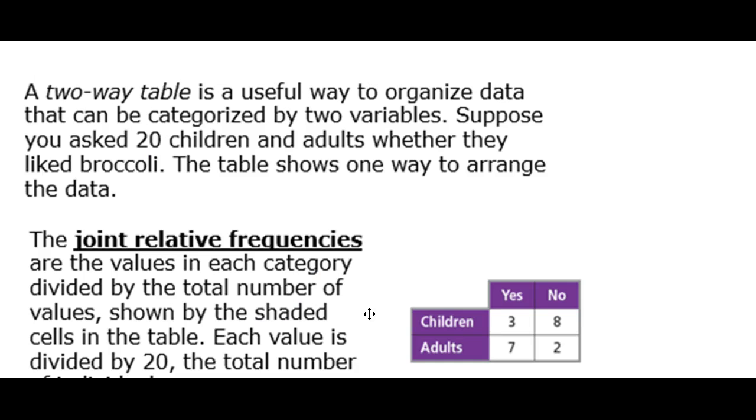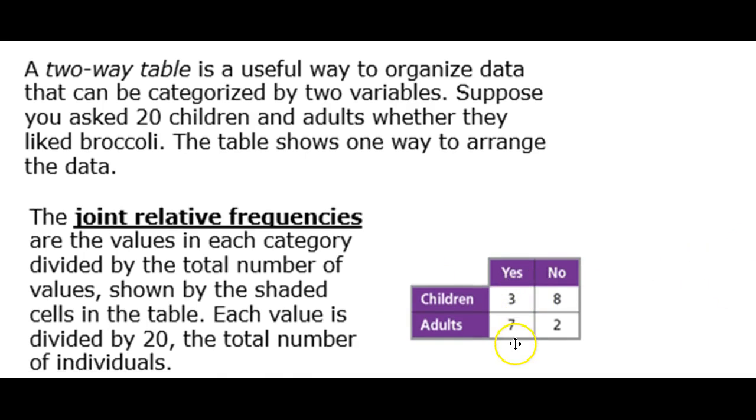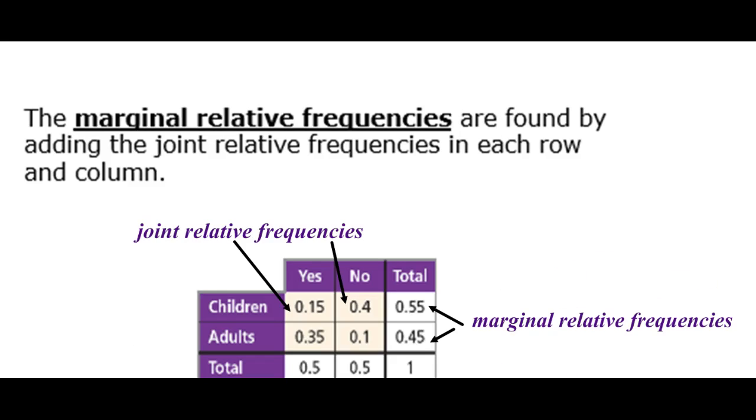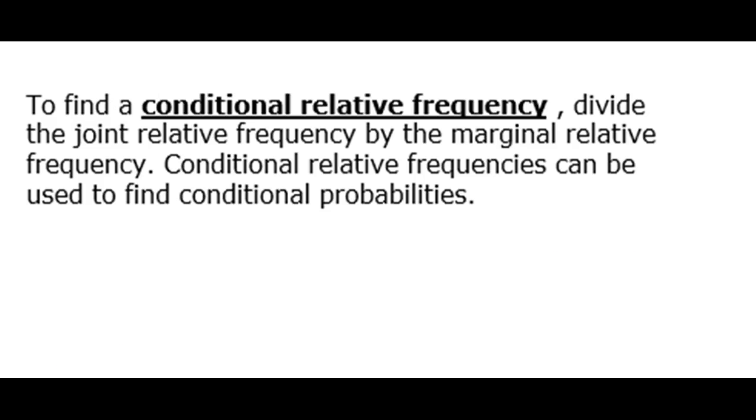Look at how they're 50-50. So let's take a look back at the actual original data. 10 people said yes, 10 people said no. They were a combination of children and adults, but there were 10 in each of those groups. So you end up with 50% marginal relative frequency for yes and 50% for no. Together, it totals 100%. And the third type of relative frequency is conditional relative frequency.